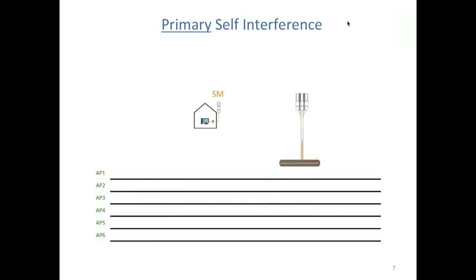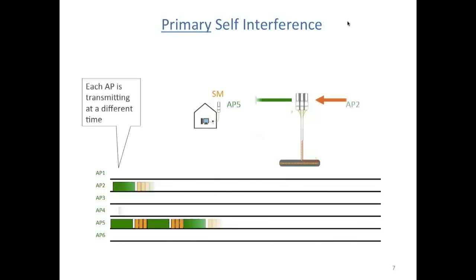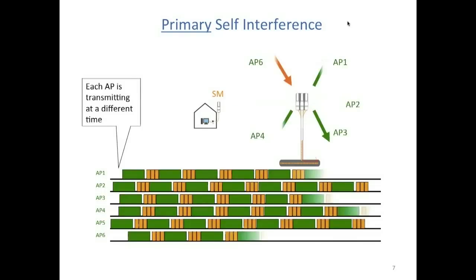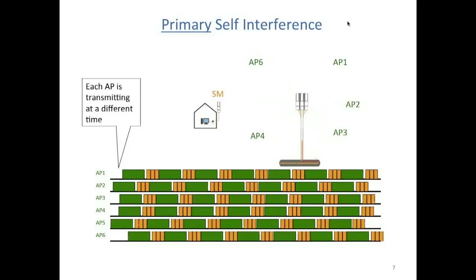A little bit on the fundamentals of this primary self-interference, and then we will get into the product-specific differentiation and why ePMP makes sense. The primary self-interference that we talk about a lot here is the fact that access points that are transmitting and receiving are doing so in an unsynchronized fashion.